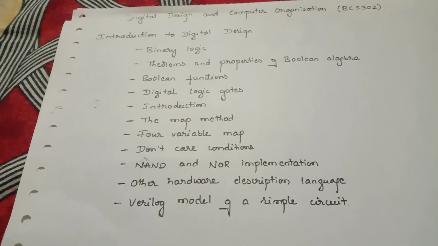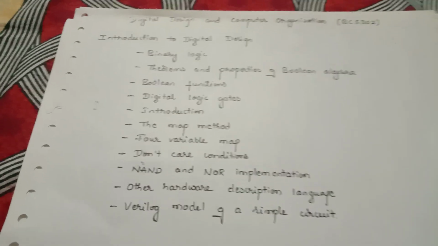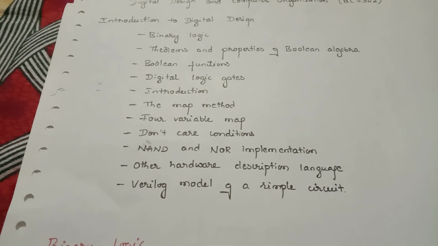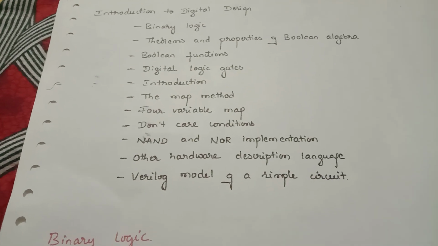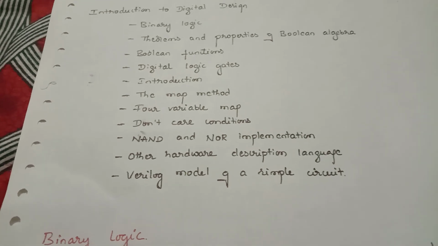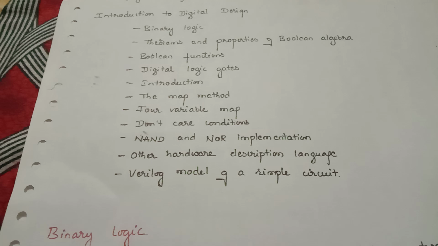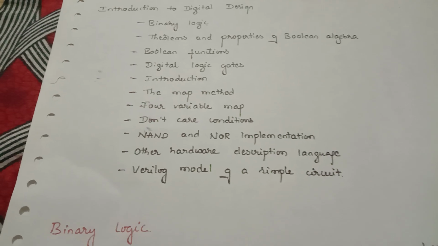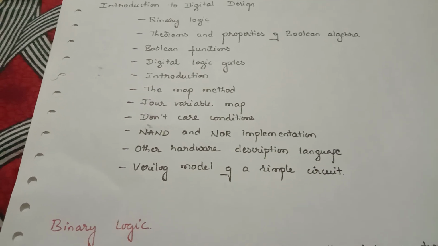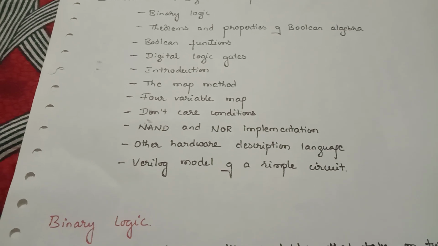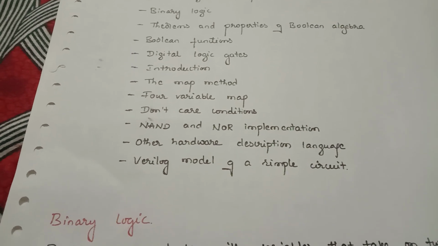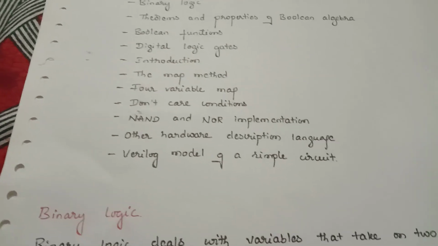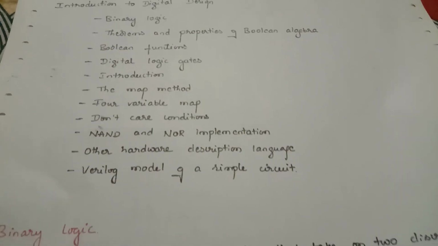The first module in digital design and computer organization is Introduction to Digital Design, in which we are studying these topics: binary logic, theorems and properties of Boolean algebra, Boolean functions, digital logic gates, introduction to the map method, four variable map, don't care conditions, NAND and NOR implementation, and the hardware description language Verilog, with a model of a simple circuit. In this, the very first topic is binary logic.